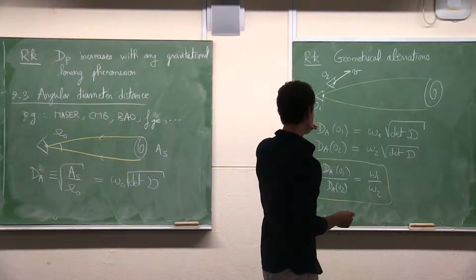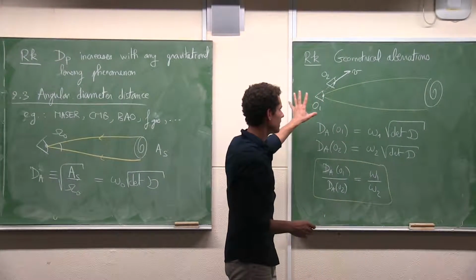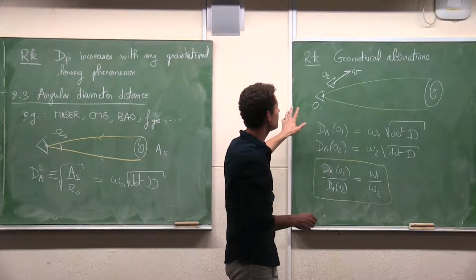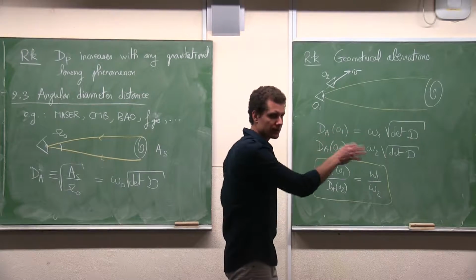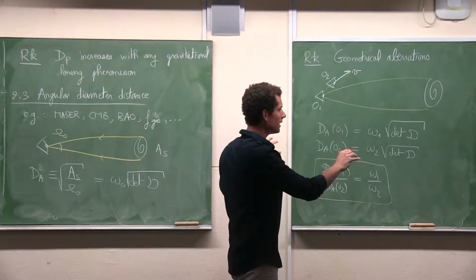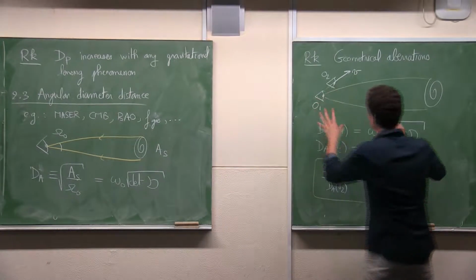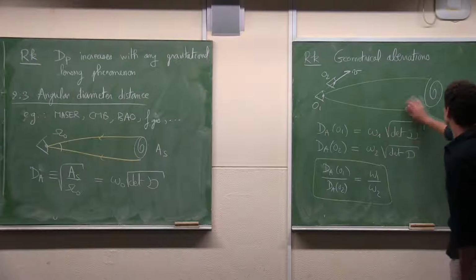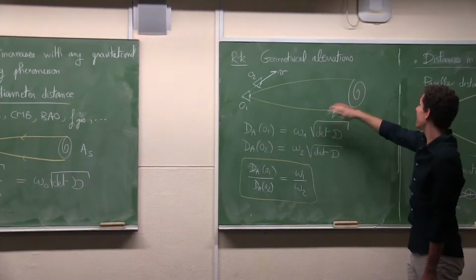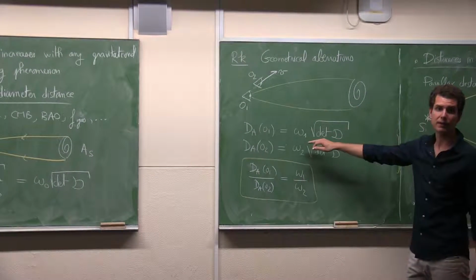And I want really to insist on that, this situation breaks the degeneracy between the velocity of the observer and the velocity of the source. Those two things are not equivalent with respect to this measurement. Because here you see, it depends on the velocity of the observer, but it doesn't depend on the velocity of the source. If the source has any motion, it doesn't change at all the measurement of its angular distance.